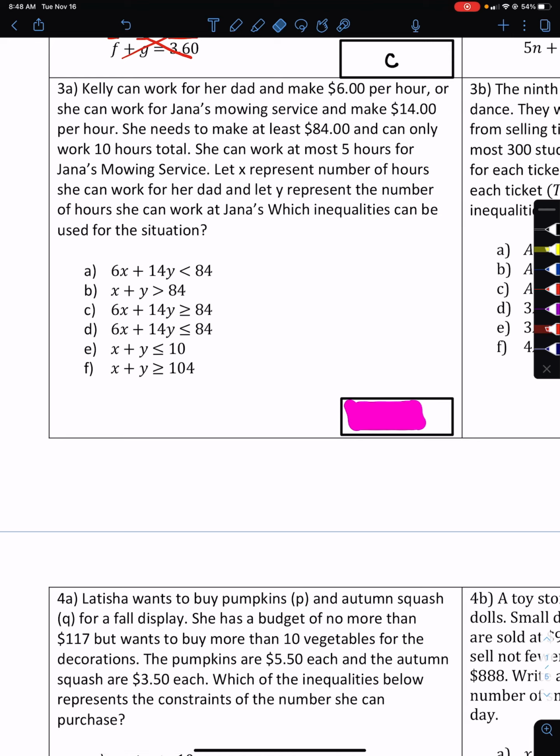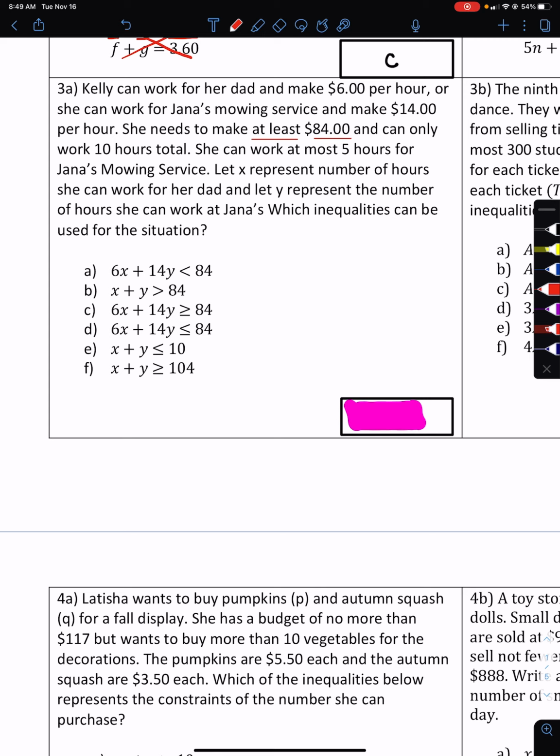Okay, for 3A, Kelly can work for her dad and make $6 per hour, or she can work for Jenna's mowing service and make $14 per hour. She needs to make at least $84. Oh, that's an important word. I'm going to go ahead and underline that. At least. That tells me that I'm dealing with an inequality. Okay, and one of her totals is $84.